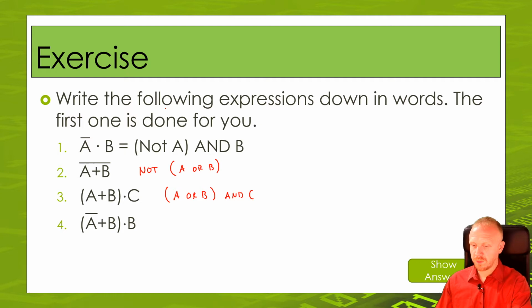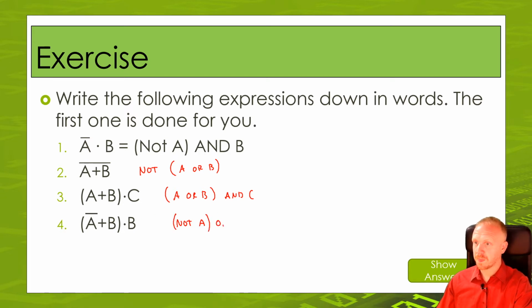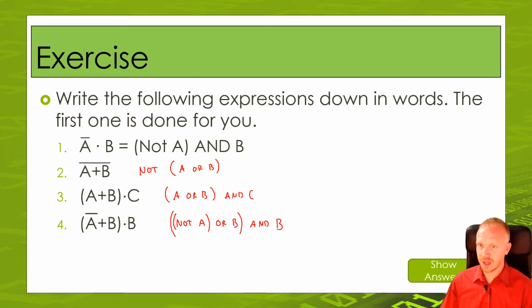And the bottom one, we've got a bit of nested bracketing going on because that bar only applies to that A, so that needs to be in a bracket. So we've got not A, but then that not A is ORed with B, and then that is ANDed with B. Okay, so if you got those, well done.